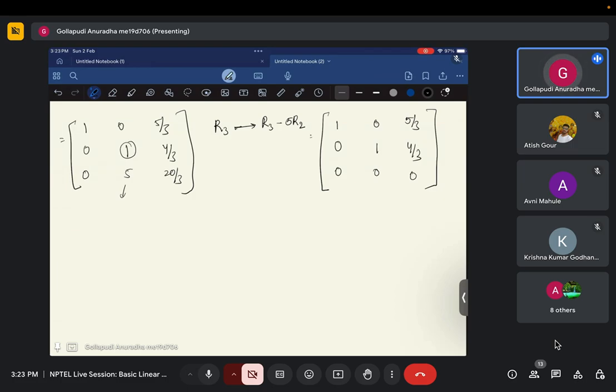So can we reduce this matrix further? No, we cannot. We have a 0 row below, and we cannot reduce it further. So number of columns here is 3, but what is the rank here? Rank is 2. So can we find the inverse for this? No, we cannot find the inverse for this. Likewise, let's go for the next question.